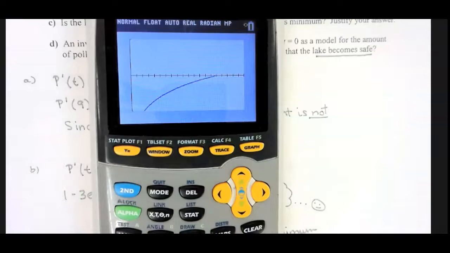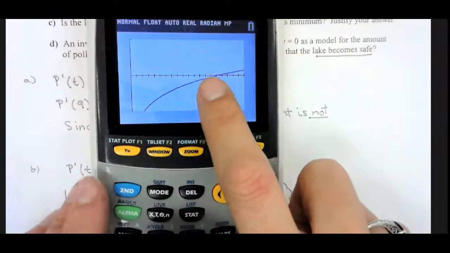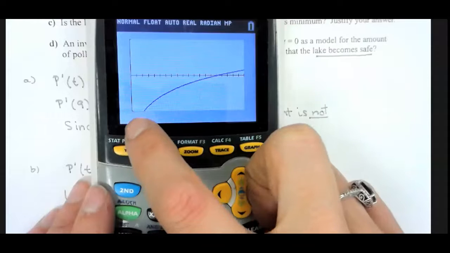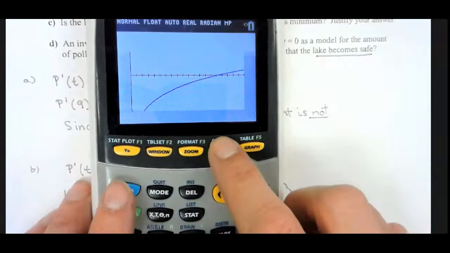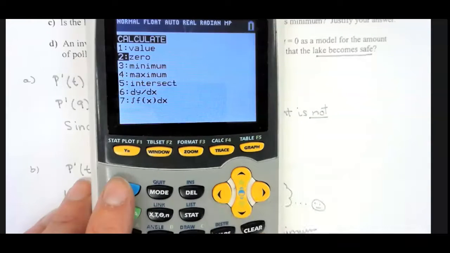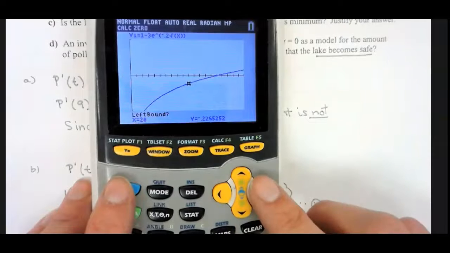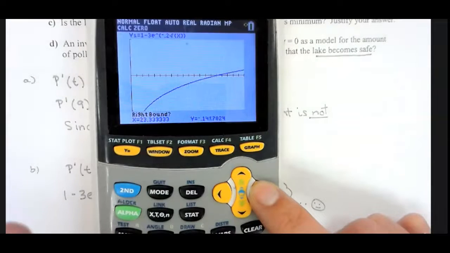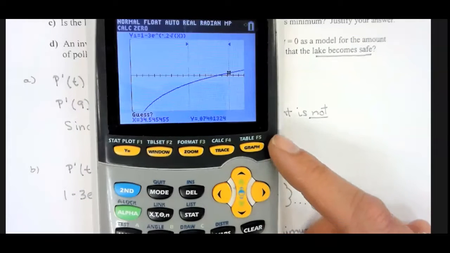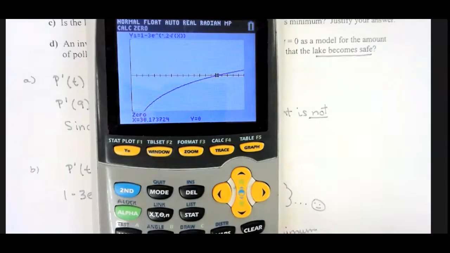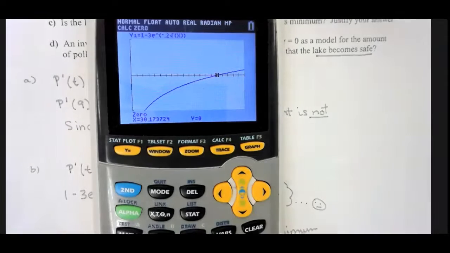A minimum occurs where a graph goes from decreasing to increasing. So in terms of the derivative, I'm looking for when the graph goes from negative to positive. So this graph has a minimum at this point because it goes negative to positive. The 1 minus 3e to the negative 0.2 times square root t equals 0. On my paper, I would say the minimum would occur when P prime of t equals 0.